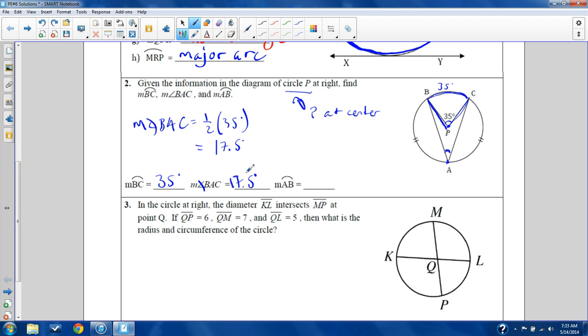13.5 degrees. Please leave units of measurement there. Finally, measure of arc AB, this guy in red. It is a minor arc. Here's something important to note. Well, two things.